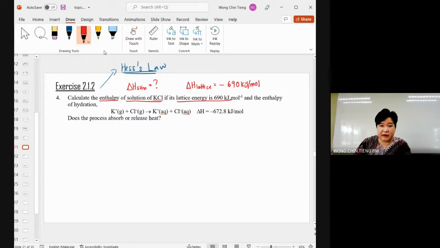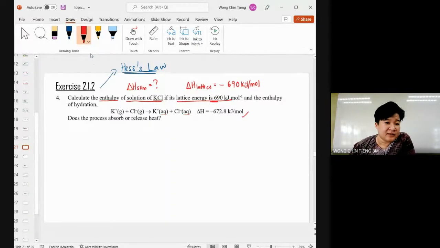So be very careful over here. Soalan bagi lattice energy sahaja. But we know that the lattice energy must be negative. So you must have your negative 690 kilojoule per mole. Okay, dia bagi value je ni. Equation semua tak ada tau. And then yang bawah baru dia bagi equation.